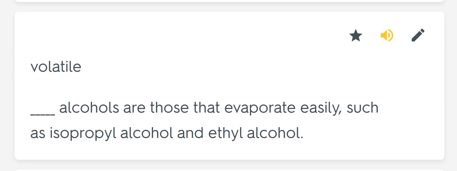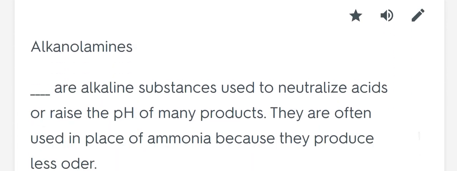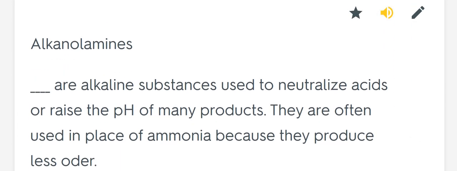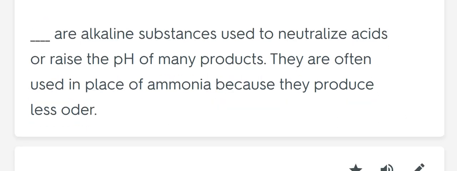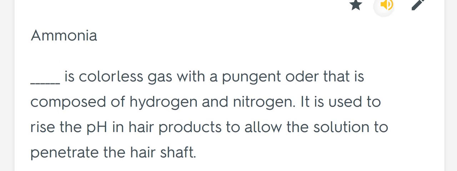Volatile. Blank alcohols are those that evaporate easily, such as isopropyl alcohol and ethyl alcohol. Alkanolamines. Blank are alkaline substances used to neutralize acids or raise the pH of many products. They are often used in place of ammonia because they produce less odor. Ammonia. Blank is a colorless gas with a pungent odor that is composed of hydrogen and nitrogen. It is used to raise the pH in hair products to allow the solution to penetrate the hair shaft.